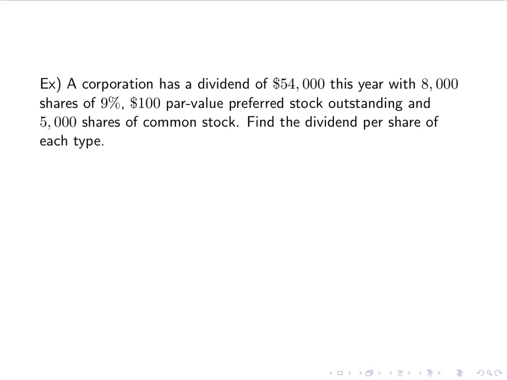So let's try another one. A corporation has a dividend of $54,000 this year with 8,000 shares of 9% $100 par value preferred stock outstanding and 5,000 shares of common stock. Find the dividend per share of each type. Again, we ask ourselves, what's 9% of $100? 9.